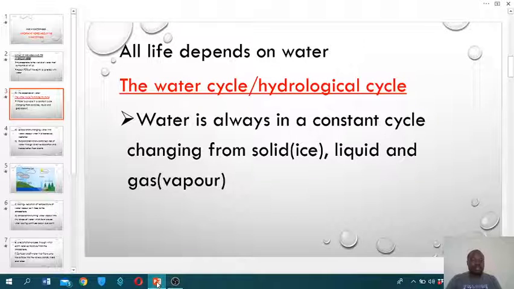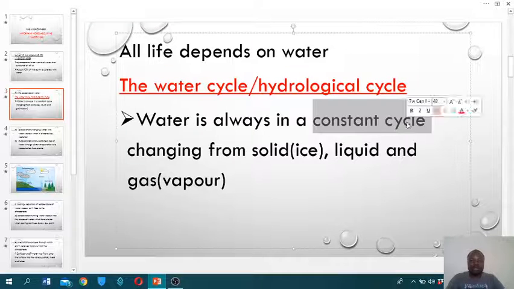After having said that, we shall look at the water cycle, or the hydrological cycle, how water moves from the atmosphere to the earth's surface, and back to the atmosphere. To kickstart, our subtopic is that water is always in a constant cycle. A keyword here is constant cycle.